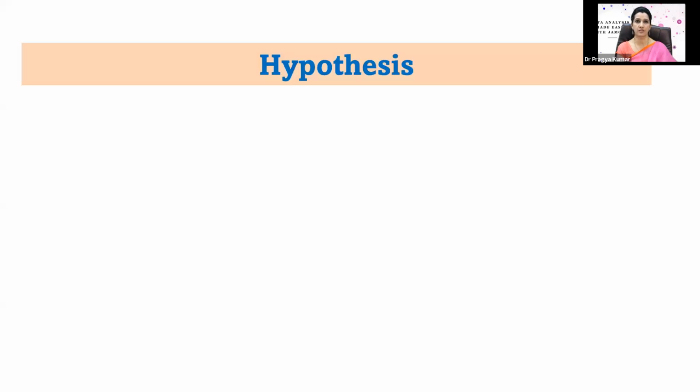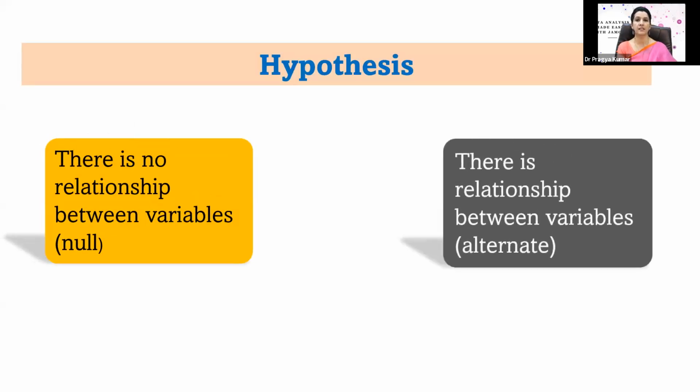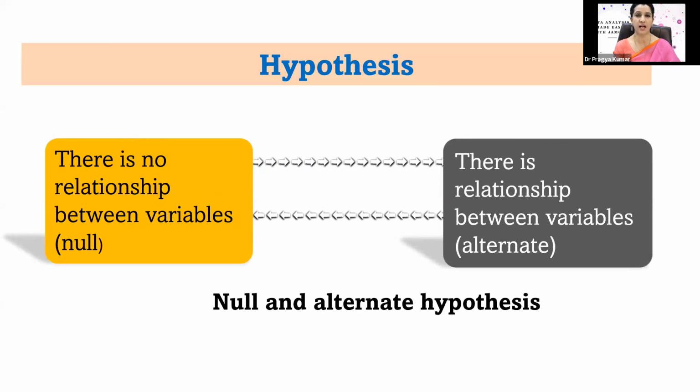Now coming to the hypothesis. We have got two types of hypothesis, null hypothesis and alternate hypothesis. The null hypothesis states that there is no relationship between the variables, and the alternate hypothesis states that there is a relationship between the variables. And that's why we call this chi-square test a non-parametric test. What do we mean by non-parametric? Generally, if you want to see the difference of mean, which we'll see in the next session, maybe the paired t-test or the independent sample t-test, there we have the null and the alternate in context of the population, that is the parameter.